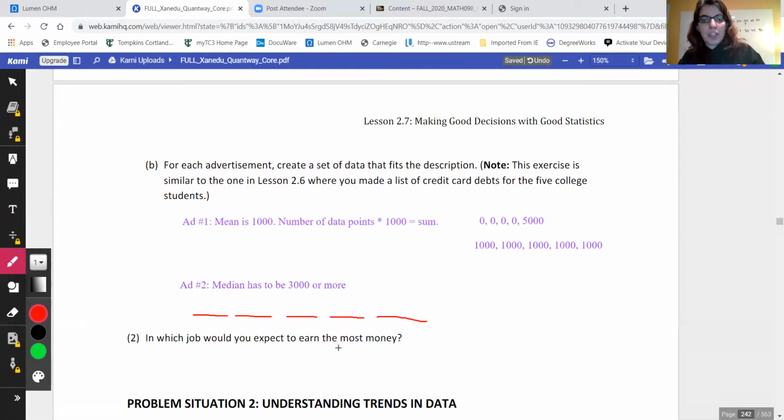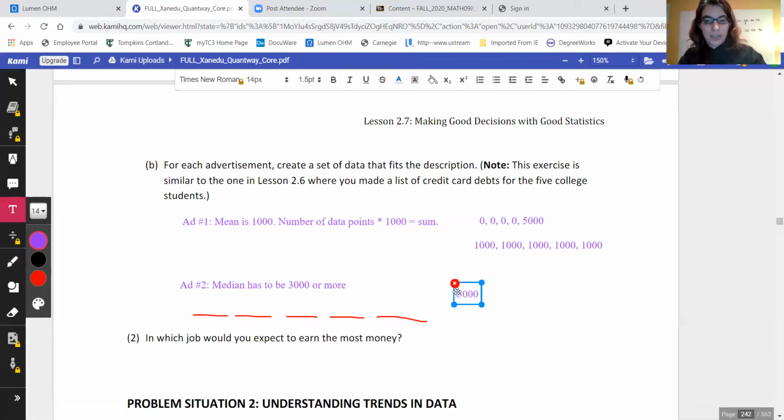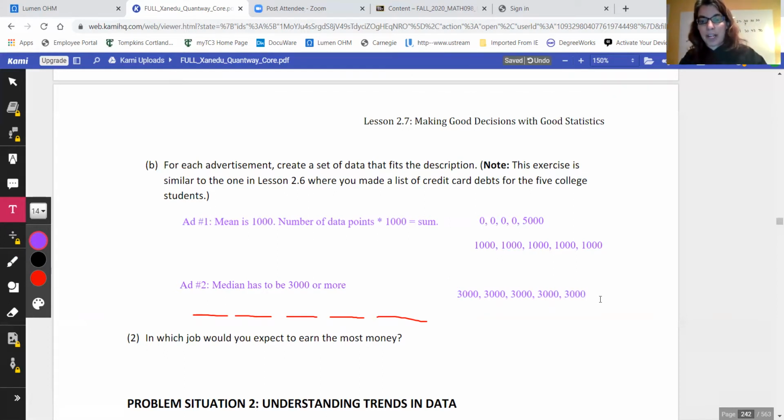In which job would you expect to earn the most money? Well, I think what our data tells us is that it really varies. Even for the median, everybody could make $3,000. I guess they wouldn't really advertise it like that if everyone was making $3,000, but this data set says half of their sales force is making $3,000, really more than that is.